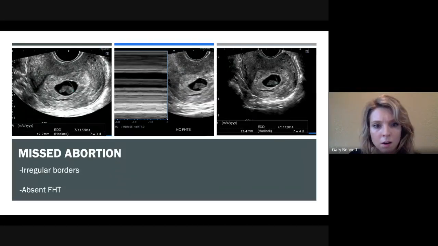Nothing to see there. So this might be a subchorionic hemorrhage. You can see it in multiple different views.